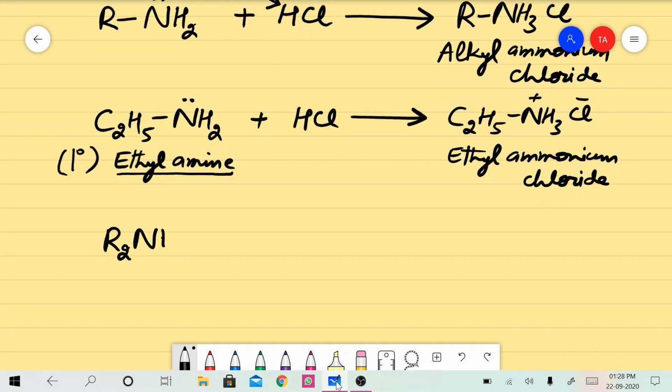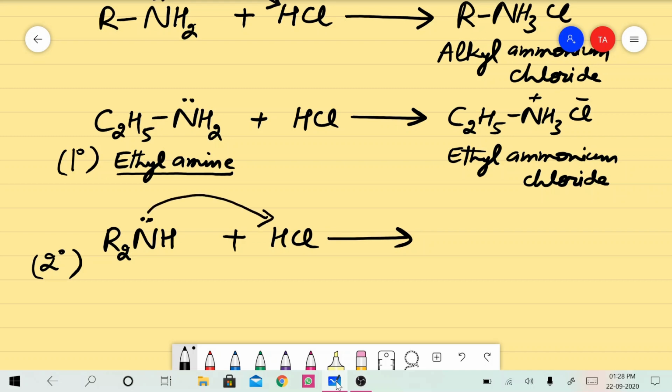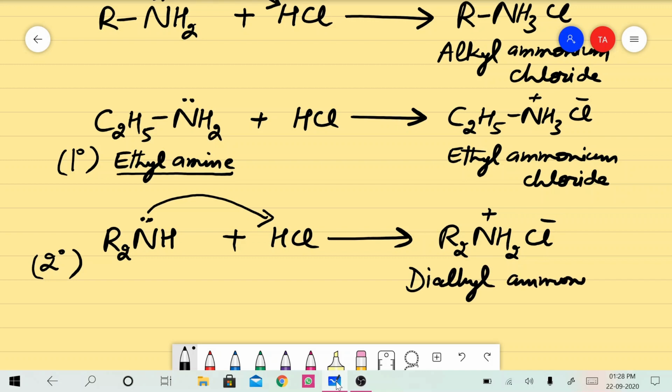For example, R2NH, which is a general representation of a secondary amine, reacts in a similar way with hydrochloric acid and forms a salt, dialkyl ammonium chloride.